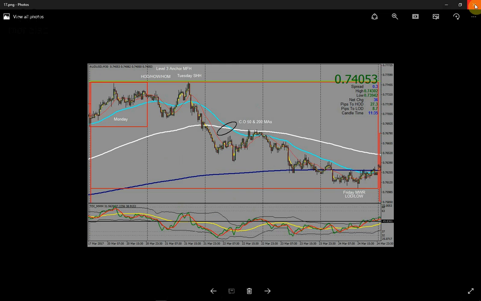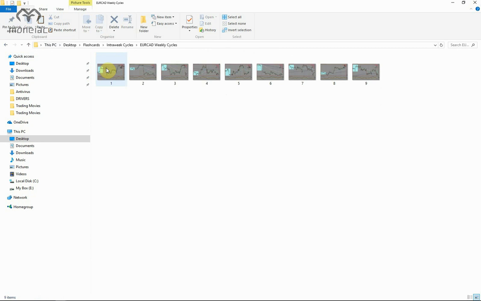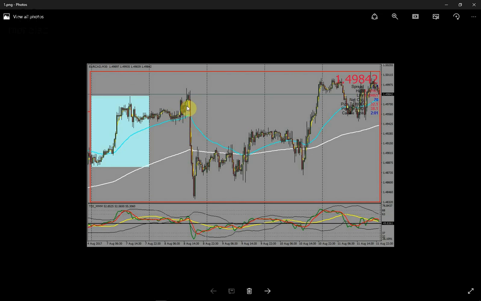There we go. I think we forced enough of $4 USD. Another one, EuroCAD, accumulation stop hunt, long sustained run. But then this is not actually long. This is an intraday stop hunt, and there's an intra-week stop hunt.